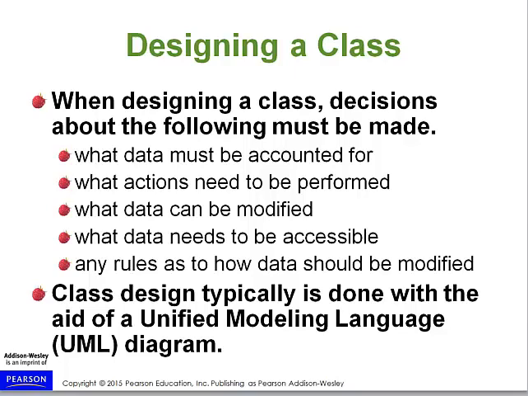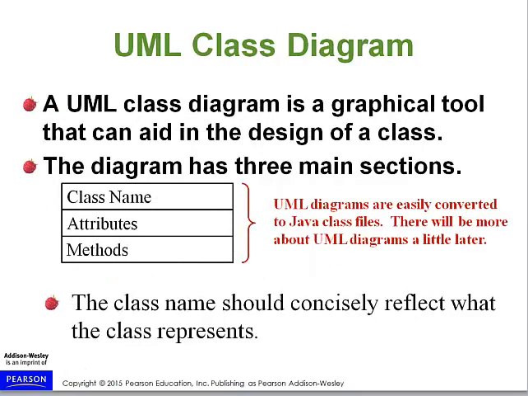Let's take a look at your class and what is important here. A UML class is a diagram, a graphic tool that can aid in designing a class. You have a rectangle box with three rows. The first row is your class name, normally centered. Then your attributes or fields, which we make private. Your methods are what you use to read and write to your fields. We call those getters and setters, also known as accessors and mutators.